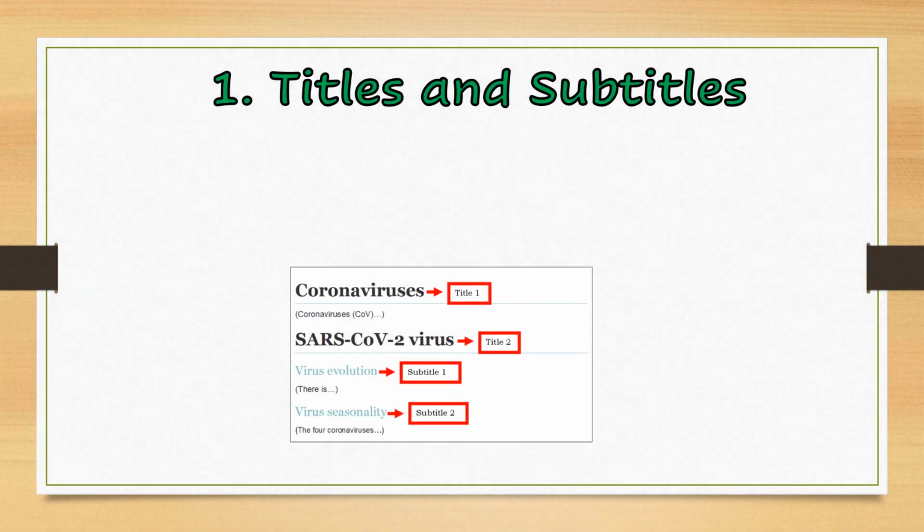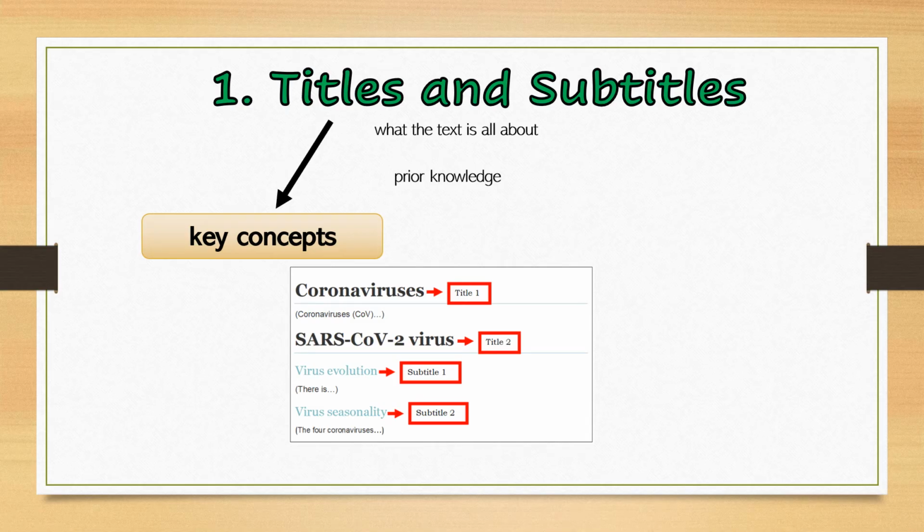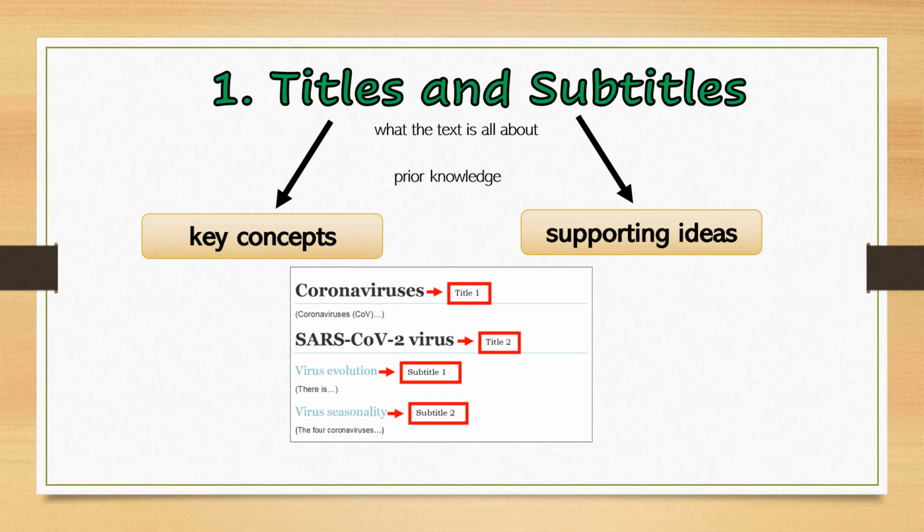Number 1. Titles and subtitles. Titles and subtitles provide an initial idea on what the text is all about and activate prior knowledge on the topic. The title represents the key concepts, while the subtitles represent supporting ideas in the paper. The layering or positioning of these aids convey the idea's level of importance.